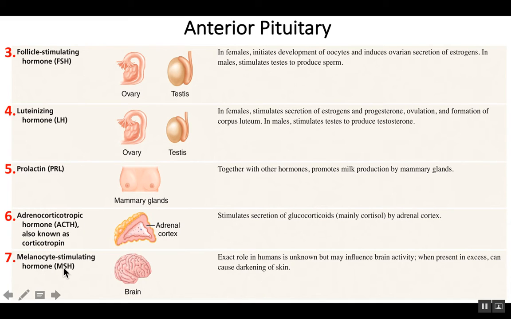The final hormone produced by the anterior pituitary gland is called melanocyte stimulating hormone. Its major target is the brain. The exact role has not been completely figured out, but it does influence brain activity. When there's large amounts of this hormone, it can darken the skin, and that's where it got its name, melanocyte stimulating hormone. So those are the 7 hormones of the anterior pituitary gland. Many of them are controlled by tropic hormones of the hypothalamus.